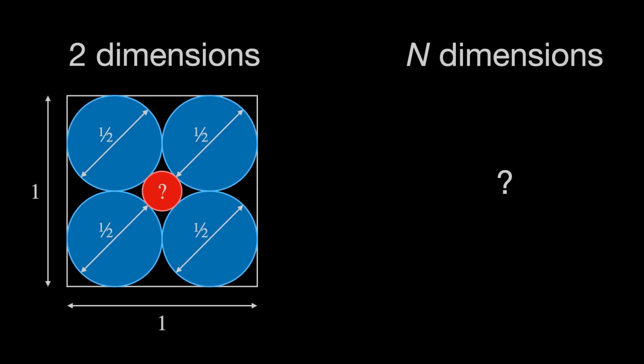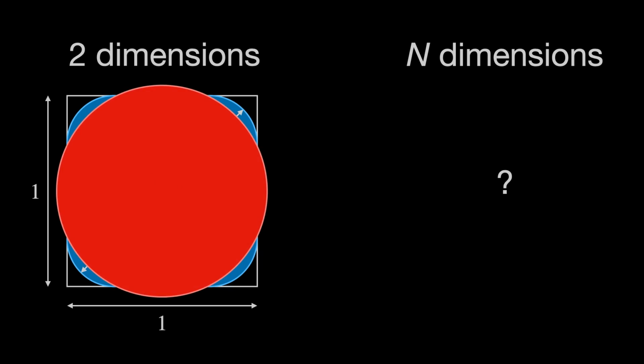The surprising answer is that the inner hyposphere grows without bound. Already in 10 dimensions, it is so big that it stretches outside of the hypercube that contains the blue hypospheres. In the 2-dimensional case, an inner circle of that size would have to overlap with the blue circles, but we don't allow any overlap. So how can this happen in 10 dimensions?